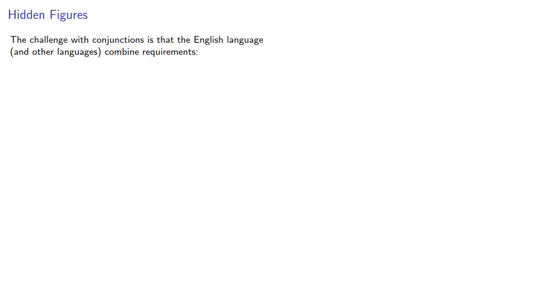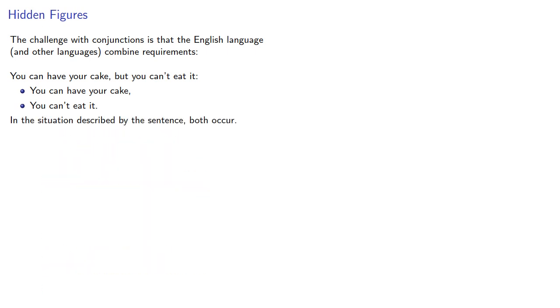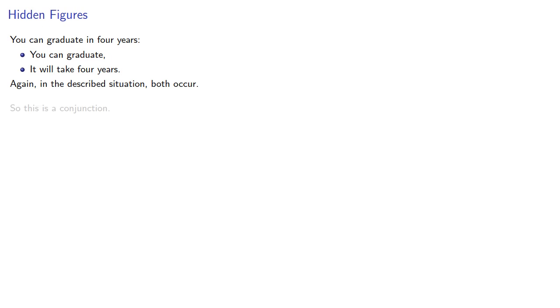The challenge with conjunctions is that the English language and other languages combine requirements. So "you can have your cake, but you can't eat it" consists of two simple events: you can have your cake, and you can't eat it. In the situation described by the sentence, both occur, and so this is a conjunction. Or you can take something like "you can graduate in 4 years." You can graduate. It will take 4 years. And again, in this case, both occur, so this is a conjunction.